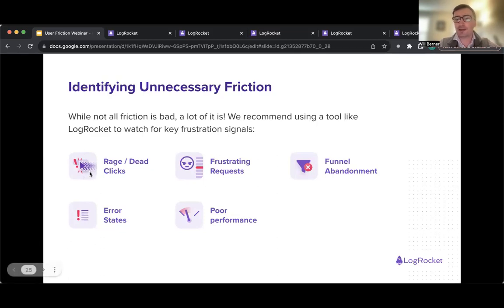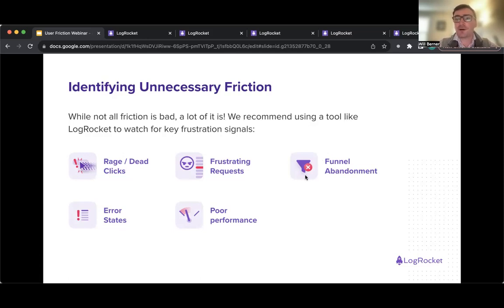One example of something that we look out for is this idea of rage or dead clicking. Like when someone is getting really frustrated and they're spam clicking the mouse a bunch of times, or maybe they're trying to click on something that appears to be a clickable element, but actually isn't, that would be a dead click. This idea of frustrating requests is basically an indicator of poor performance or the page taking a really long time to load. But it's something that a lot of teams miss because ultimately the network request succeeds. It just takes a long time and the user reacts negatively to it.